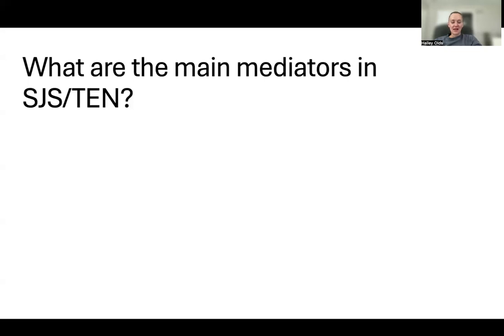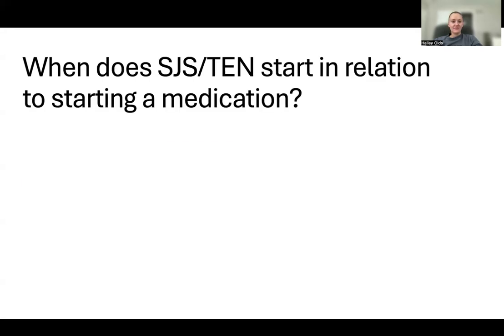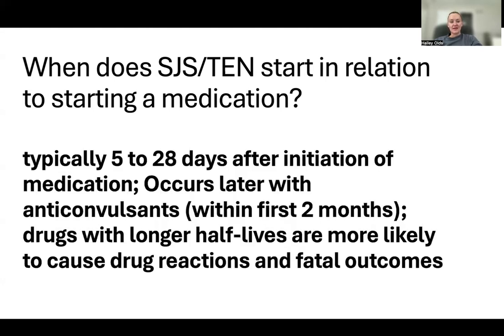What are the main mediators in SJS-TEN? So this is granulysin, which causes apoptosis, FAS-L, and granzyme B, and perforin. Okay, when does SJS/TEN start in relation to when you start the medication? So it's 5 to 28 days after starting it. It can be later with anticonvulsants, and drugs with longer half-lives are more likely to cause drug reactions.